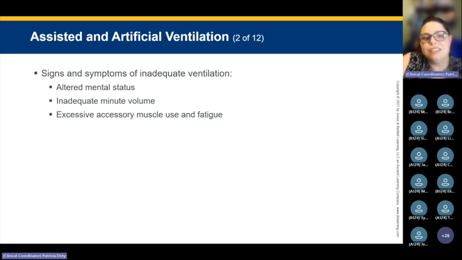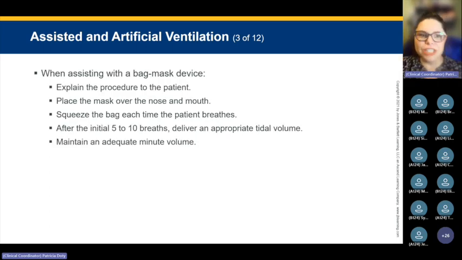What if they have excessive accessory muscle use and fatigue? You know, you go to a patient and they say, I am tired of breathing. That's the person that you're like, oh, okay, hold on, got you. And you already know what you have to do.